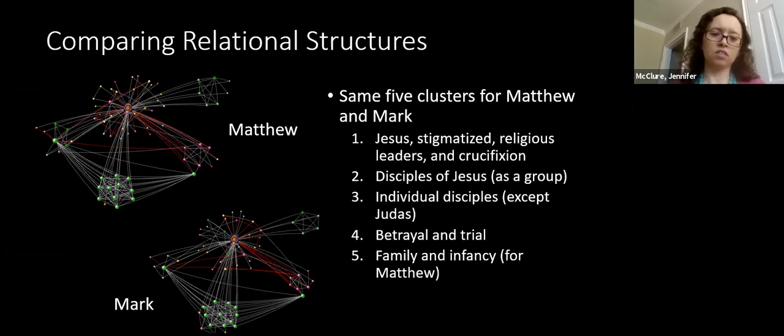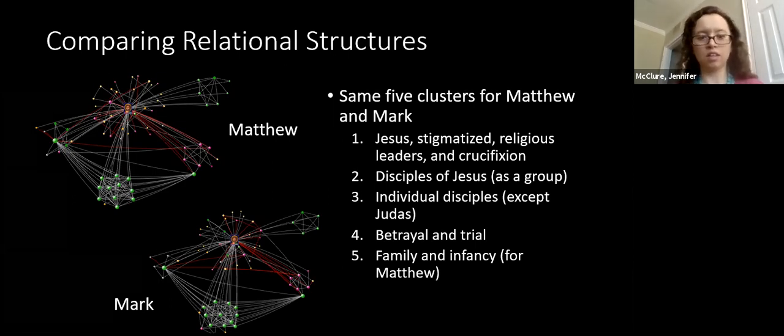In the fourth subgroup, again moving counterclockwise, where you see a number of the fuchsia circles, and I'll remind you, green circles are family and followers, fuchsia circles are civil and religious authorities, and yellow circles are stigmatized people, and gray circles are others. In our fourth subgroup, we see mainly people who participated either in Jesus's betrayal or trial.